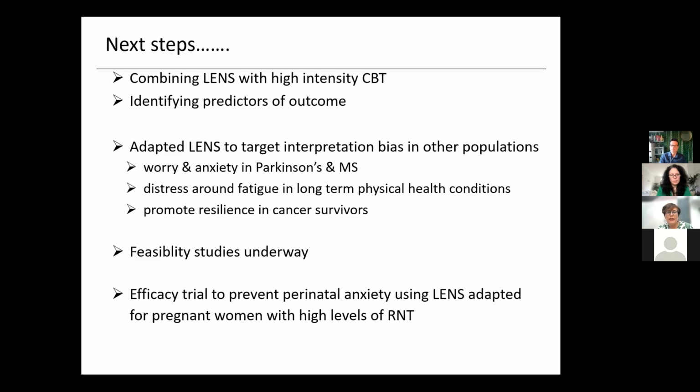So anxiety and worry in Parkinson's disease and multiple sclerosis, distress around fatigue in a range of different physical long-term conditions, and whether we can promote, rather than just looking at worry and anxiety, actually promoting resilience in cancer survivors. And these are being examined in feasibility studies at the moment. And soon we'll be commencing an efficacy trial to prevent perinatal anxiety using an adaptive form of the training I talked about today, where we really will work with individuals who've got lived experience of being pregnant or a new mother and very anxious, to make sure we're targeting pertinent interpretations to try and reduce RNT in the hope that that will prevent escalating anxiety during pregnancy.